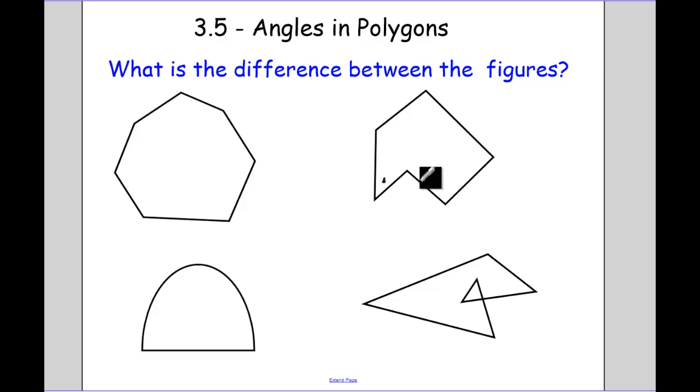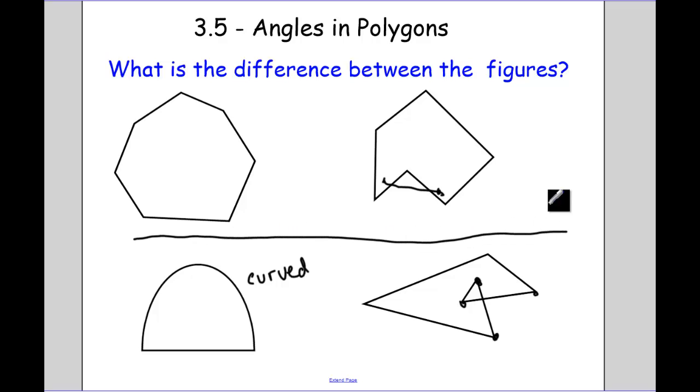Like for example here, if I were to pick 2 points and I draw a line, part of that line is going to be outside. This part is curved. This one, you have one vertice, another vertice there, another vertice there. They kind of intersect, part goes in. The top are going to be polygons. The top ones are polygons.